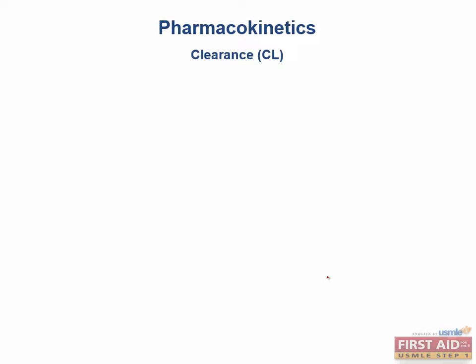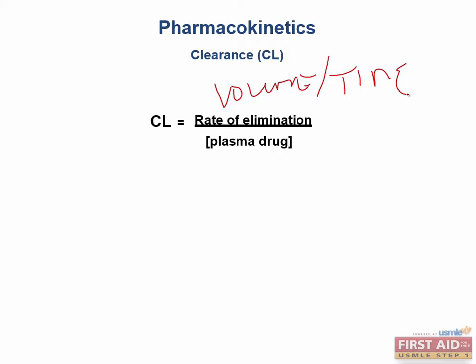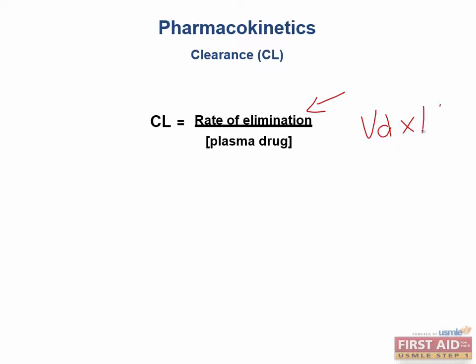Now, clearance is the volume of plasma that is cleared or cleansed of a drug in a given amount of time. So here's our equation. Notice how it looks just like volume of distribution, except that we have switched out the numerator for rate of elimination. This is why we can say that it is equivalent to the volume of distribution times a constant, Ke. That is the elimination rate constant.